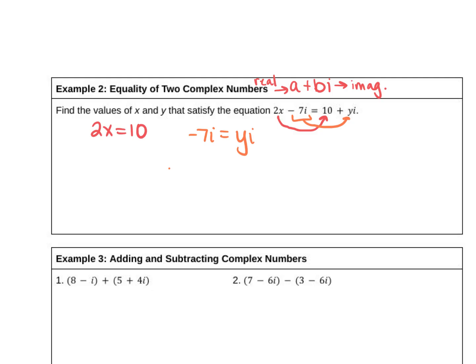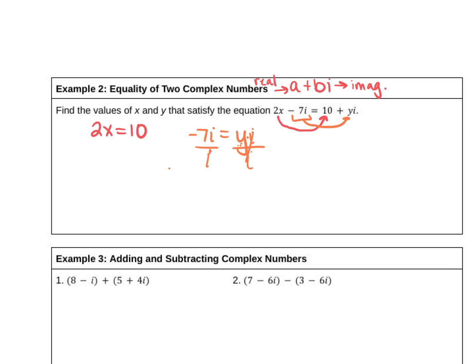So now, here's what's weird. We know how to solve it. It looks kind of weird with the i next to it, right? But remember, it just stands in place for a number. That's it. So don't overthink it. So we want to get the y by itself. So we're going to do the opposite of multiplying by i. What's the opposite of multiplying by i? Dividing by i. Yep.